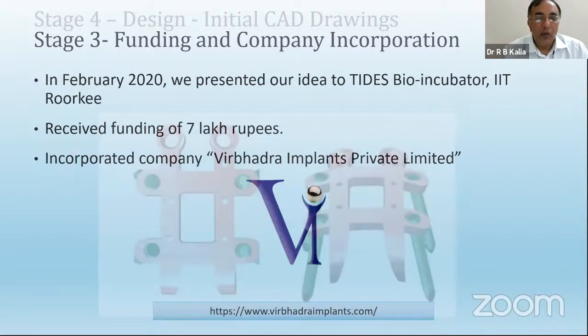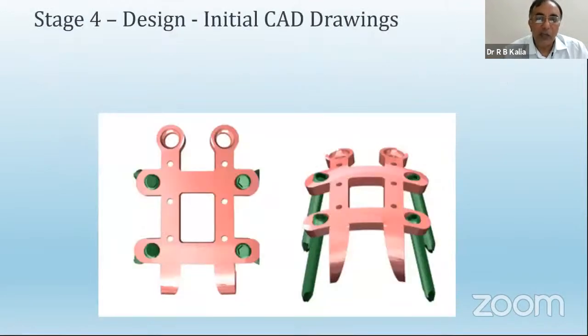Then we started working on it more seriously, and these were the CAD drawings that we created, and they show the basic characteristics of the plate. We added a few holes in the plate so that these can be used for suture fixation for fragments which are not able to be captured by the screws. And this was the design that we did.